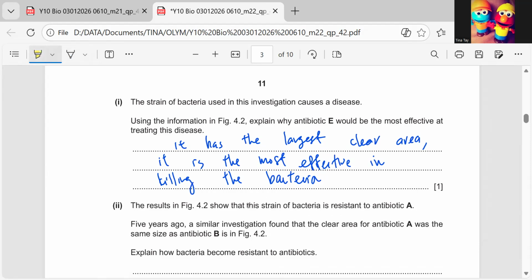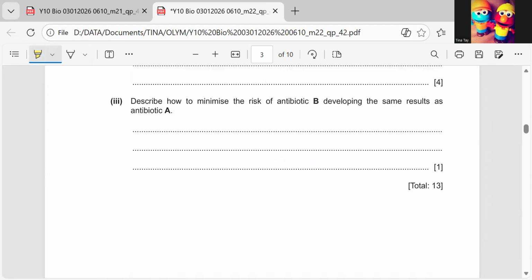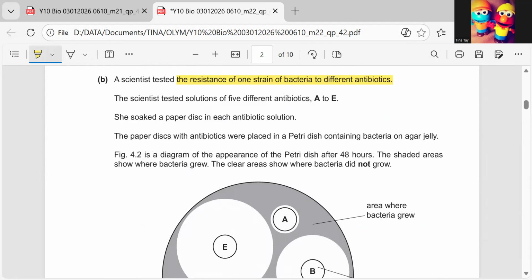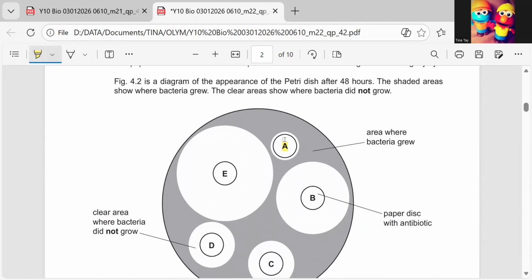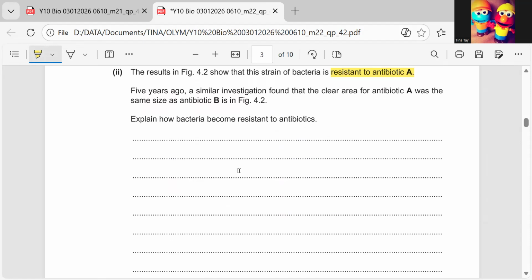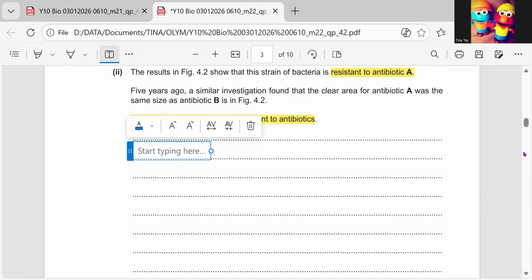The result shows that this strain of bacteria is resistant to antibiotic A. What is antibiotic A? It is the one with the smaller circle, resistant. Do you remember resistant bacteria? Is it natural selection or artificial selection? You must be able to switch on the correct switch in your brain. For example, explain how bacteria become resistant to antibiotics. The switch in your brain is natural selection. When you click natural selection, the four or five marks are already there.